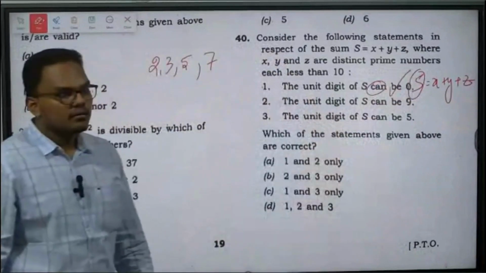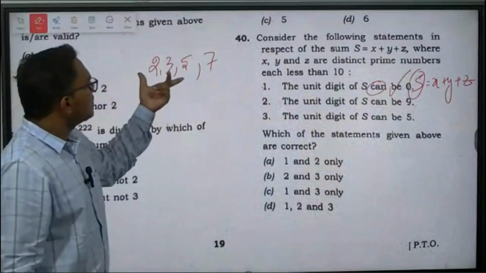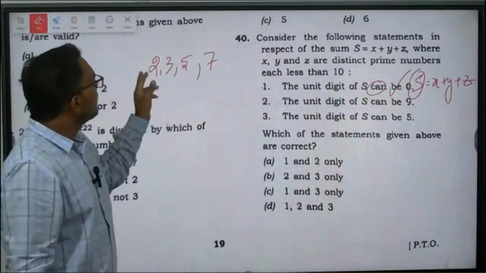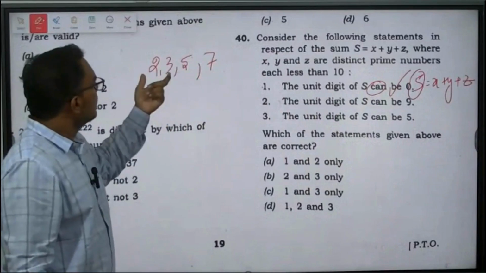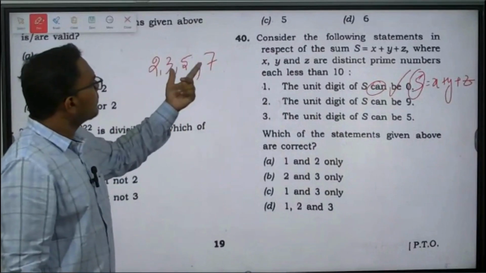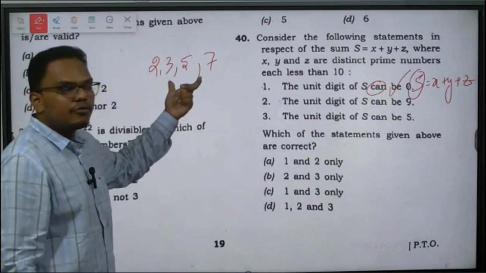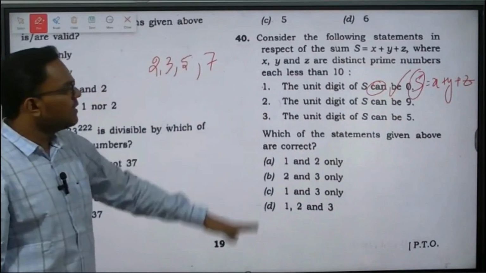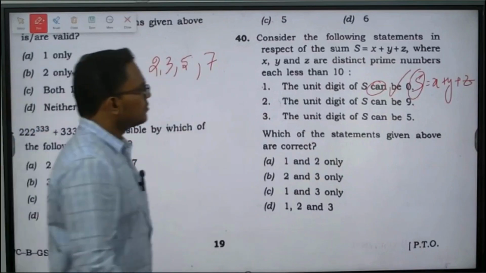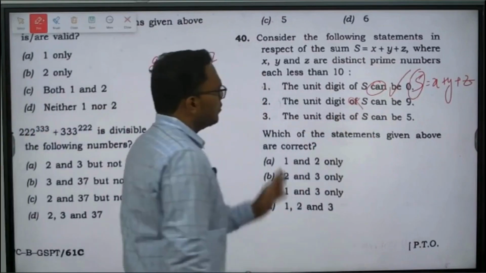The unit digit of S can be 9. Just take these three, it's 10, not possible. Take 2, 3, and 7, it's 12, 2, not possible. Take 3, 5, and 7, 12 plus 3 is 15, 5, not possible. So if you see, your unit digit can never be 9. So this statement is wrong.